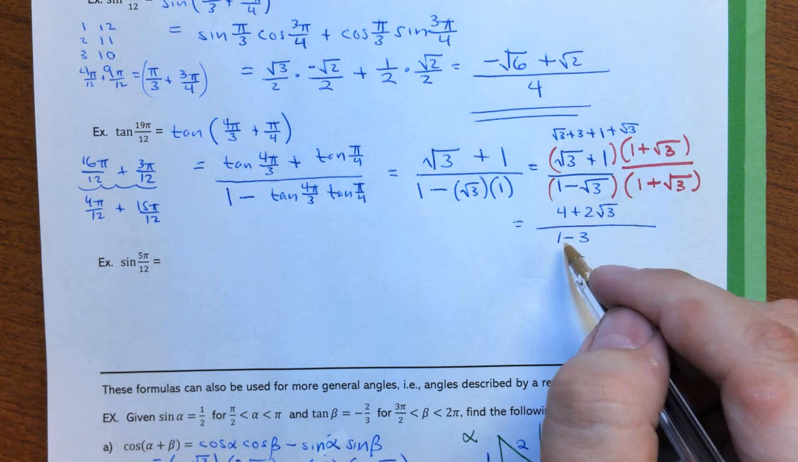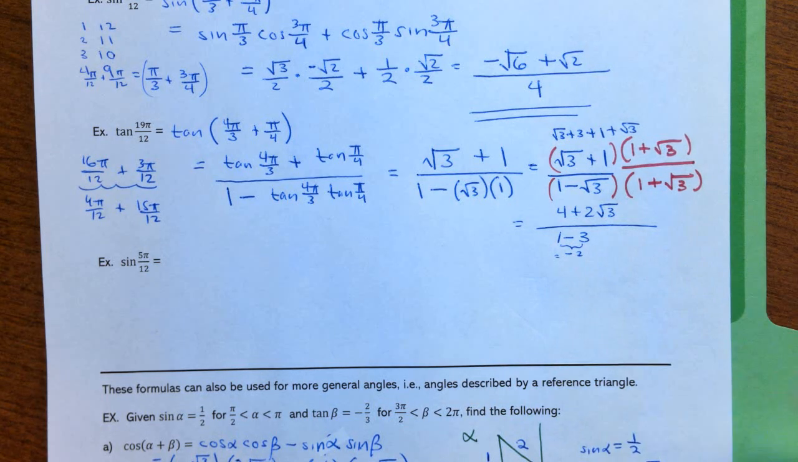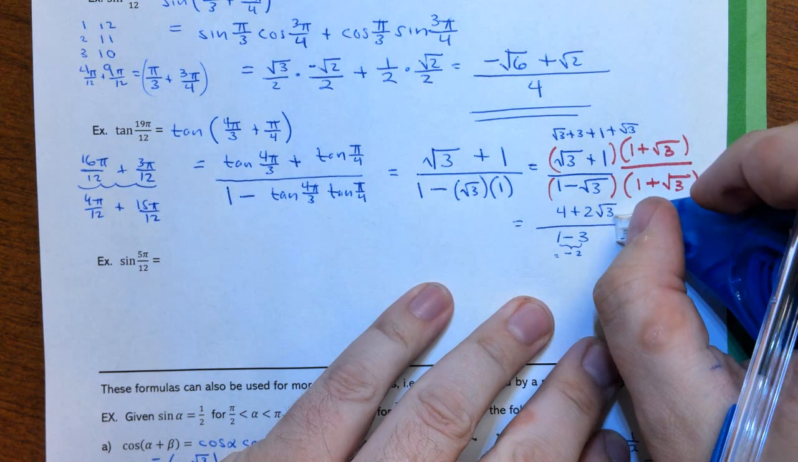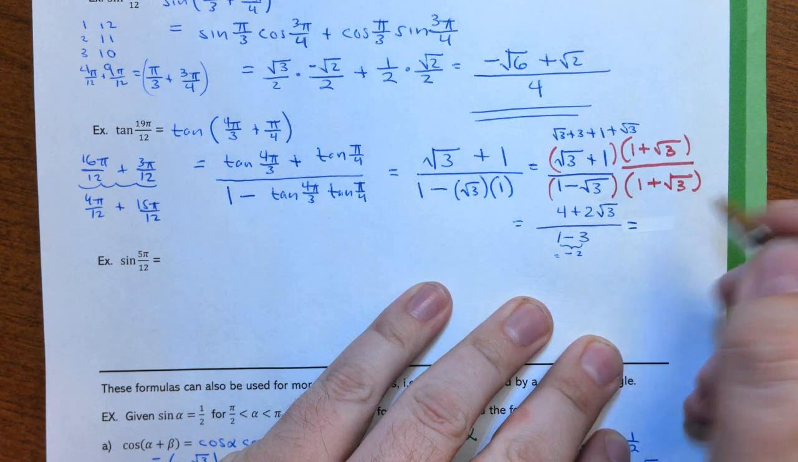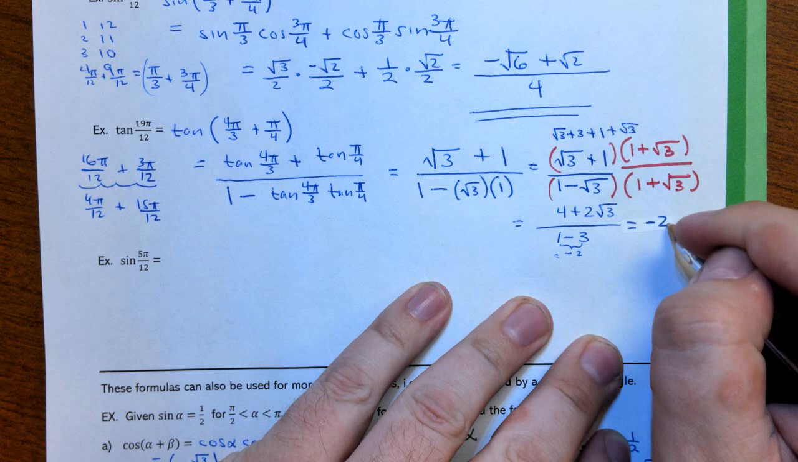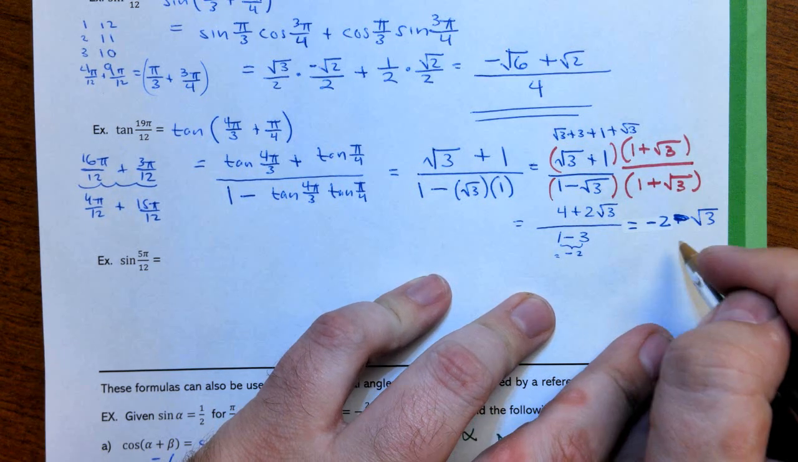Now this denominator is actually negative 2. So what I can do is divide and give a final answer that's still a little bit neater. Negative 2 minus the square root of 3.